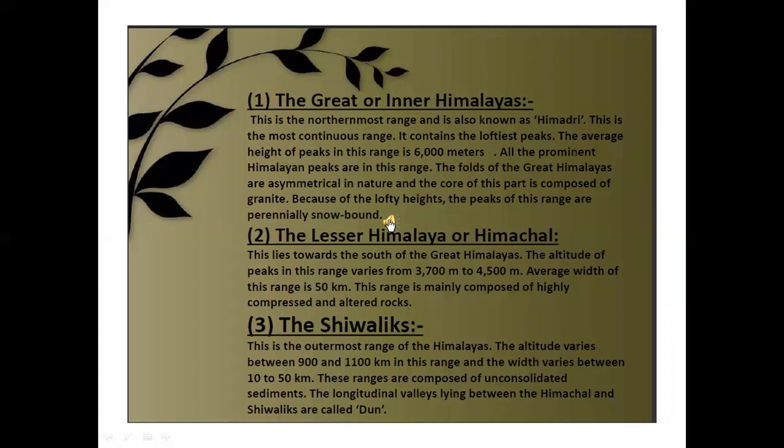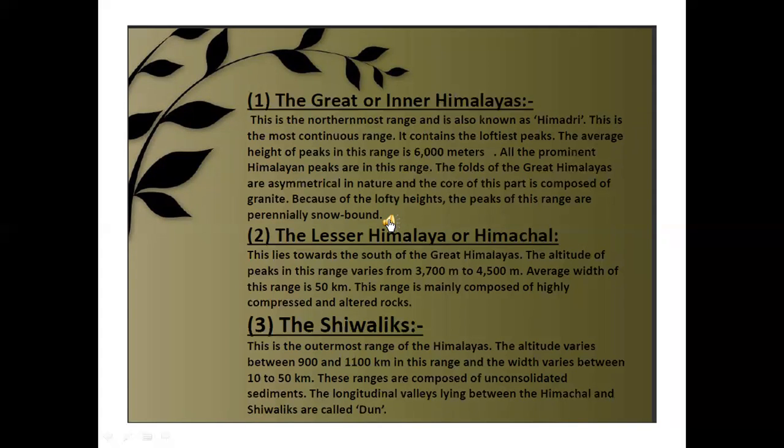Just revise again the Great or Inner Himalayas, the Lesser Himalaya or Himachal, and the Shivaliks. First of all, the Great or Inner Himalayas. This is the northernmost range and is also known as Himadri. This is the most continuous range. It contains the loftiest peaks. The average height of peaks in this range is 6,000 meters. All the prominent Himalayan peaks are in this range. The slopes of the Great Himalayas are asymmetrical in nature and the core of this part is composed of granite. Because of the lofty height, the peaks of this range are perennially snowbound.